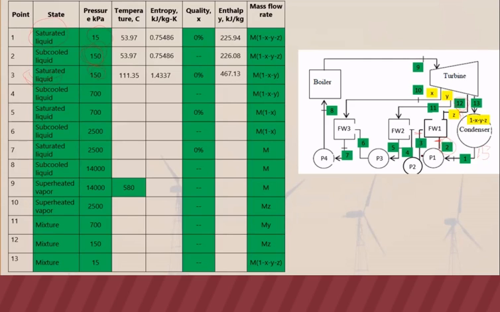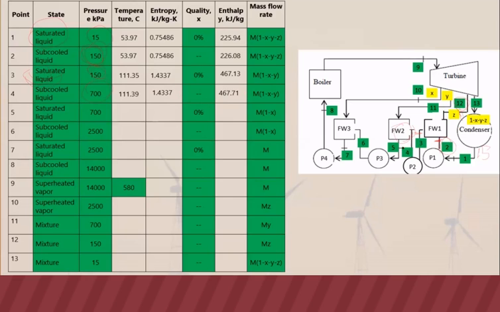And then from 3, we pump it to point 4. So it will increase the pressure. And this time, the pressure at point 4 is the same pressure as feed water heater 2 and point 5 and point 11. Pressure at point 11 is 700 kPa from the given. So it has the same pressure for them to mix at the feed water heater. That's why it's 700 kPa. And since 3 to 4 is pumping, this is isentropic, so the entropy is the same value as point 3. And then using these two values, we can get the remaining values.